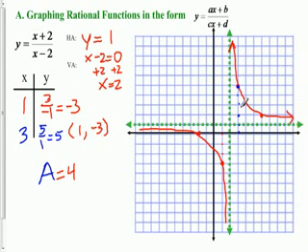Then we would have counted 1, 2, 3, 4, and gotten A was 4 again. So either of those methods would show us that A is 4, by going 1 unit from either side of that vertical asymptote. That's key.